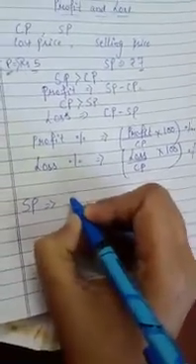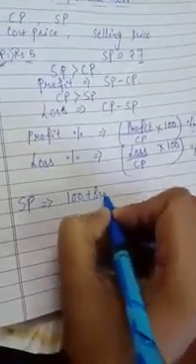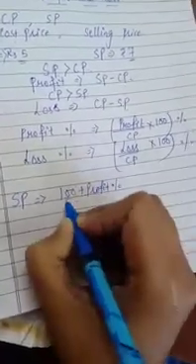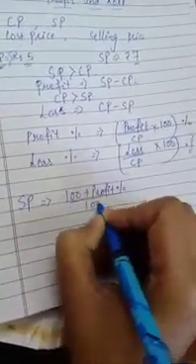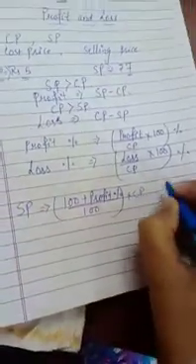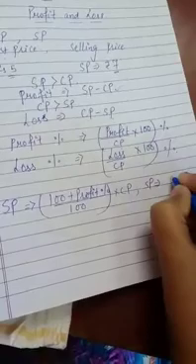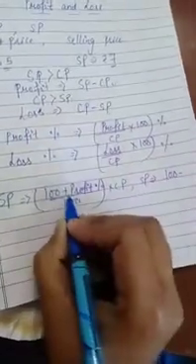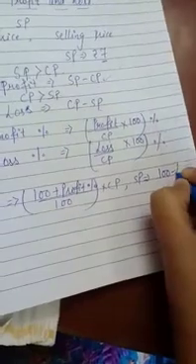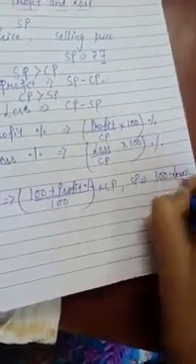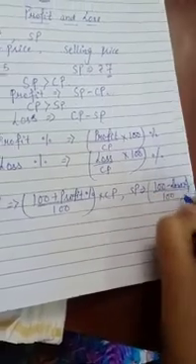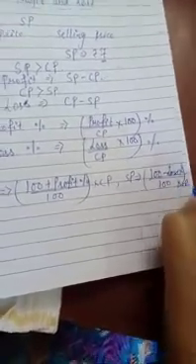And next, how we can calculate the SP whenever the profit or loss percentage is given. If profit is given, SP is 100 plus profit percent, divided by 100, multiplied by CP. Profit given, we will add the profit. Loss is given, we will deduct the loss, divide by 100, same, multiply by CP.